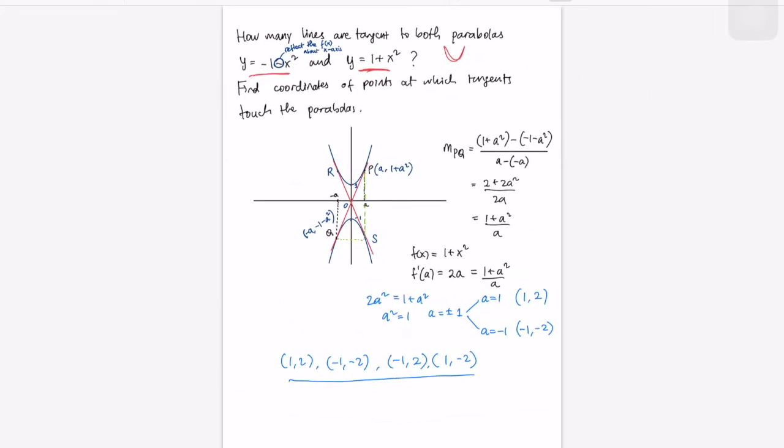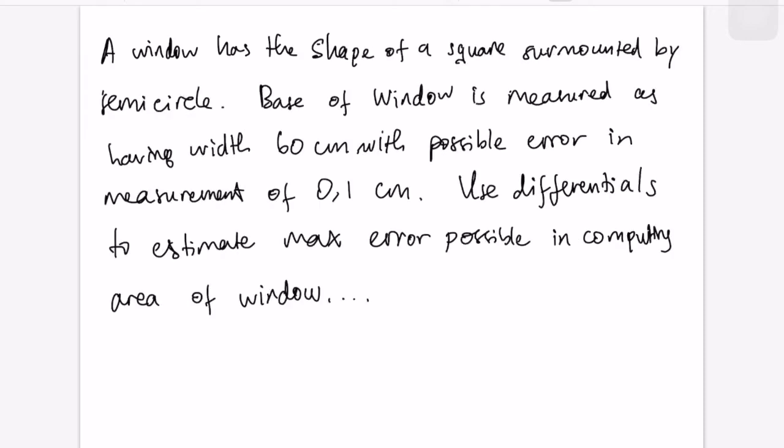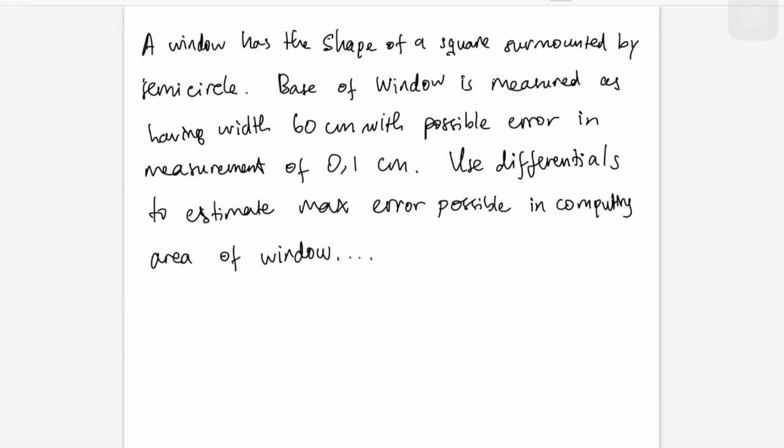Okay, now another question. This is more about differentials. A window has the shape, let me write first. Now this is a differentials question, still related to linear approximation. So let's read the question first. A window has the shape of a square surmounted by a semicircle. So you need to understand first how the figure looks.